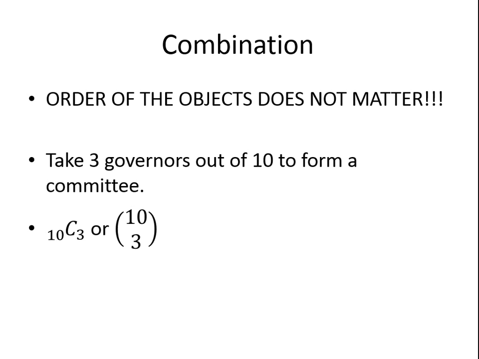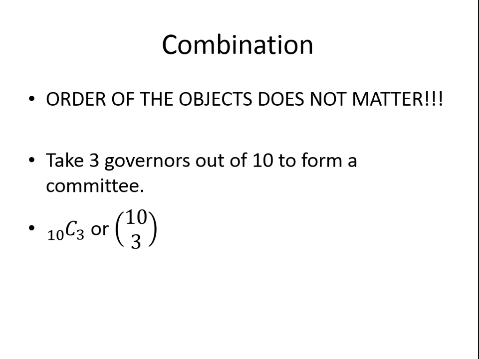Okay, so it doesn't matter who you pick first, second, or third. If you take the governor from Oregon, Washington, and California, even if you picked California first, Oregon second, Washington third, that's the exact same as if you picked Washington, Oregon, then California. So as you see, the order doesn't matter, it's just a group.